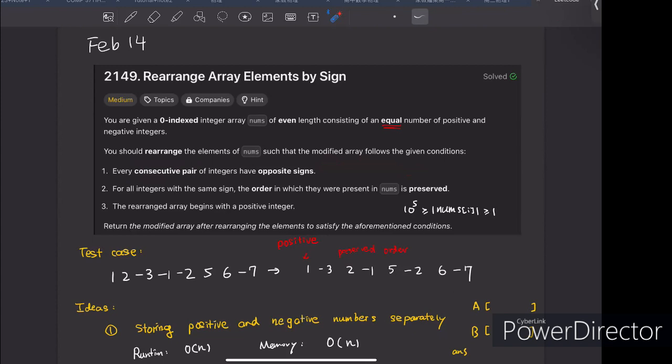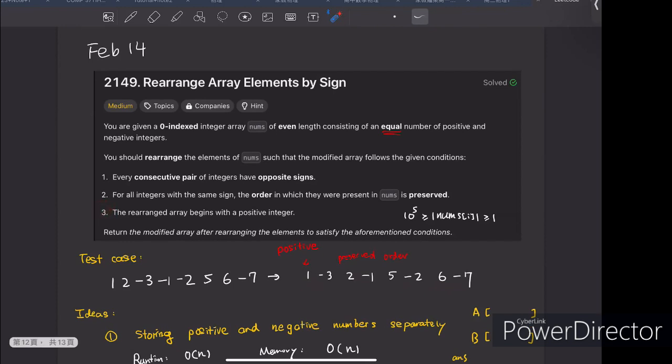And the second rule is for all integers with the same sign, the order should be preserved. It means, for example, in this test case, we focus on the positive sign. After rearranging in the positive-negative order, the positive order should remain. So does the negative one. And then the third one asks us to start from the positive integers.